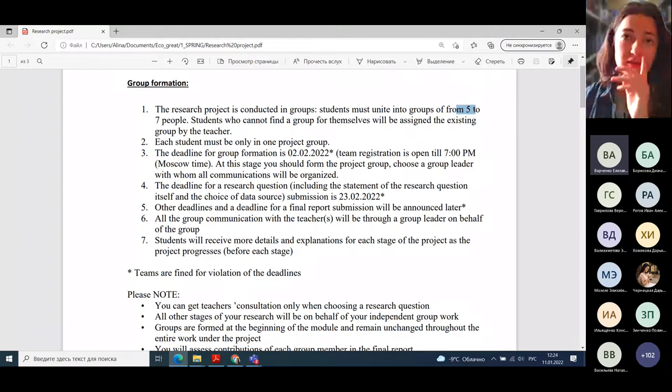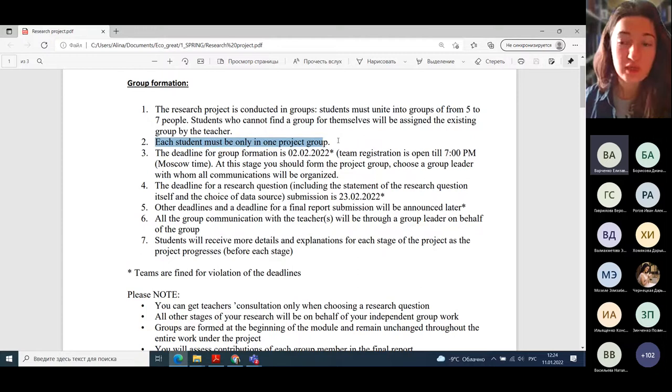We don't have any rules. Should you be from one academic group, I mean? Should you have similar grades for previous courses? Or it's up to you. Students who cannot find a group for themselves will be assigned to an existing group by the teacher, or we can form a new group for all the students that cannot find their own group. And of course, each student must be only in one project group, only in one.